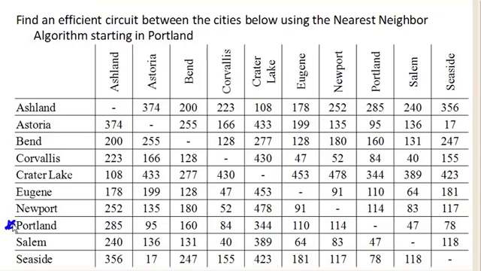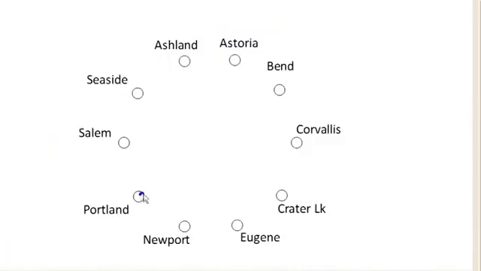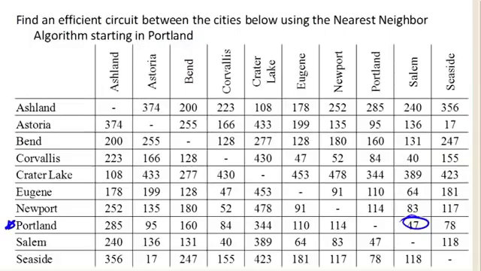Starting in Portland, we ask what is our cheapest destination, the quickest place we can go to? Because remember, with nearest neighbor, we always go to the nearest location. That is Salem, at 47 miles. So we're going to go from Portland to Salem, which is 47 miles. Now we are in Salem.